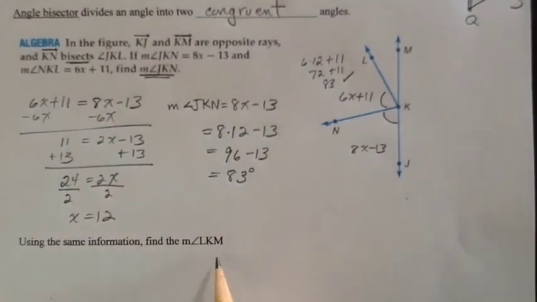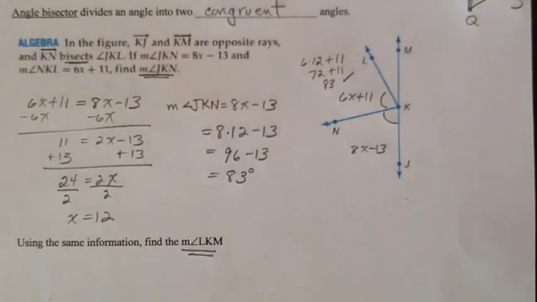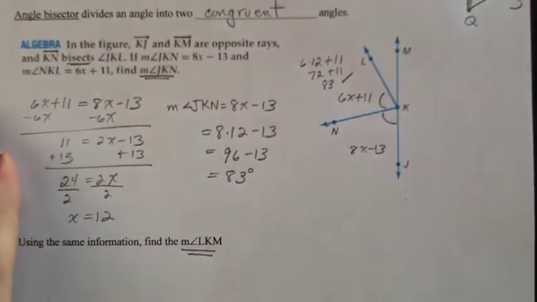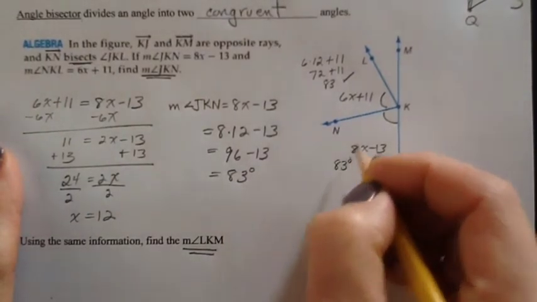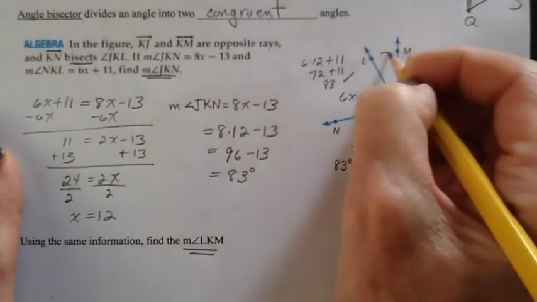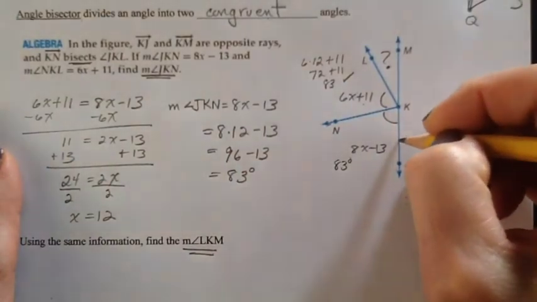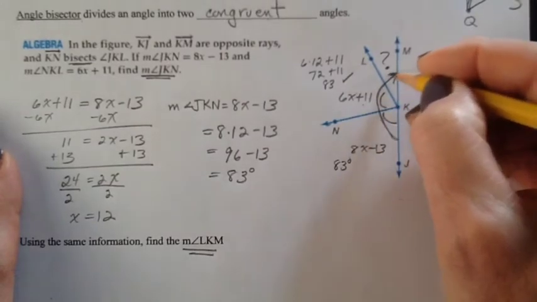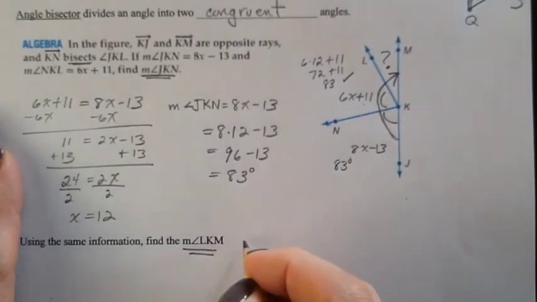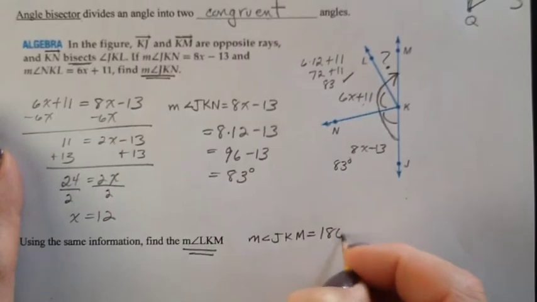Now I've added this. This is not on your handout. I would like you to find the measure of LKM. We know this is 83 degrees. We know that this is 83 degrees. We're trying to find this angle here. And now I haven't taught this just yet, but many of you probably know. What's the measure of this right here? That straight line. The measure of angle JKM, that straight line, equals 180.